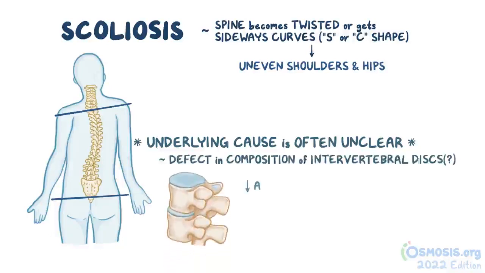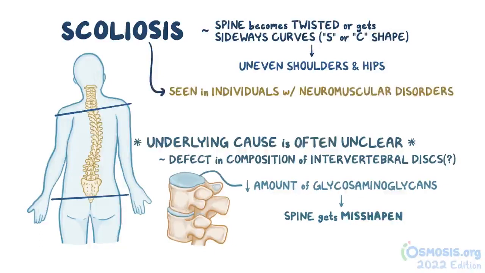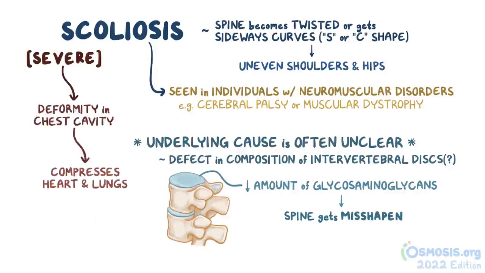These discs have a reduced amount of glycosaminoglycans, which changes their ability to act as shock absorbers, and causes the spine to become misshapen. Scoliosis is often seen in individuals with neuromuscular disorders that cause progressive muscle weakness, like cerebral palsy or muscular dystrophy. In severe scoliosis, there can be a deformity in the chest cavity, compressing the heart and the lungs, similar to what's seen in severe kyphosis.